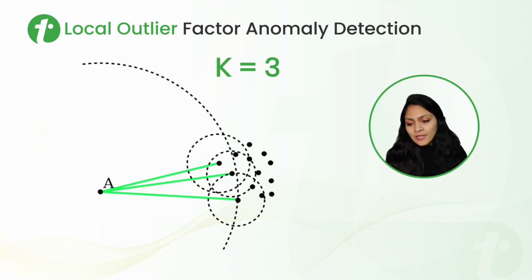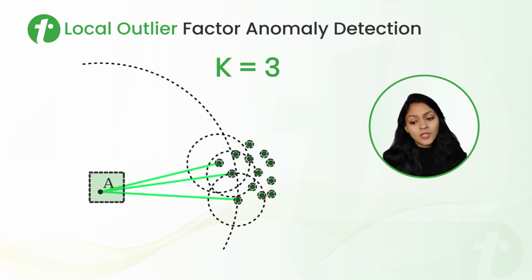For that, we will calculate the distances between this point and three nearby neighbor points, and after that, we will take the average of those three distances. Similarly, we will calculate the distances for the other points to their next 3 points and take the average of that. After that, we will compare the average distances for point A and the other points. If the average distance for point A is greater than the other points, then this point will be considered a local outlier. And if not, then it will be considered a normal point.